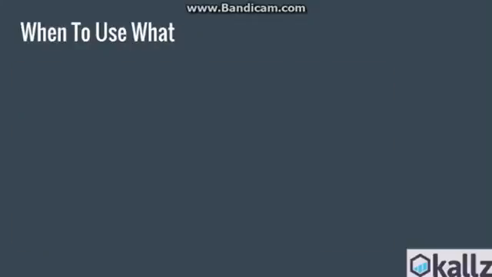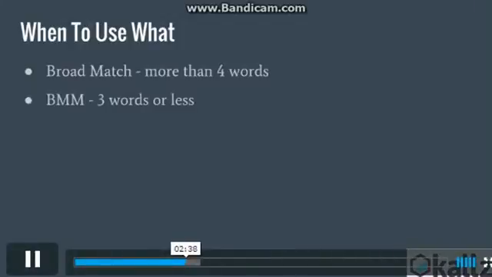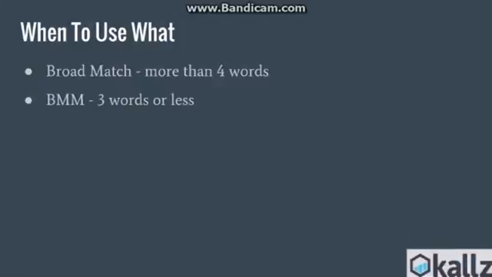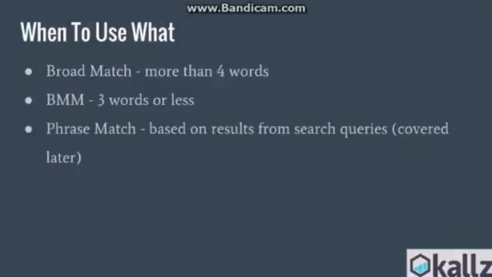So let's talk about when to use what. So broad match is any search term that has more than 4 words, or 4 words or more. Basically, anything that has 4 words or more is considered a long tail keyword, and you don't want to be doing broad match because long tail keywords are pretty specific. Broad match modifier you want to use on 3 words or less to make sure that you get that tight grouping around the intent of your keyword. Phrase match is going to be based on results from search queries, which we cover in a later training.